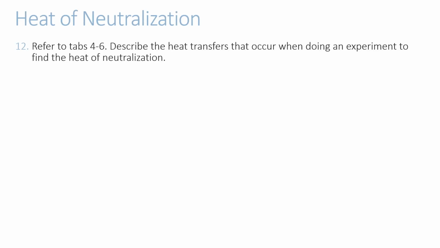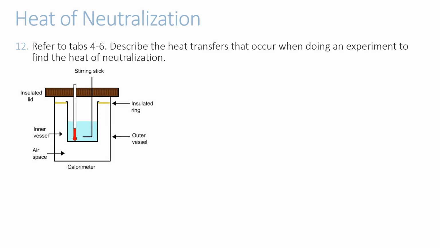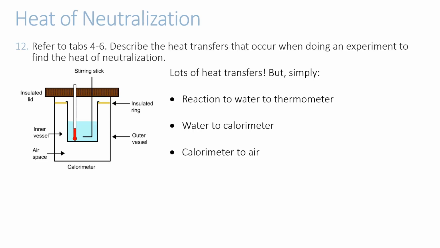Question 12 asks you to refer to several tabs and describe the heat transfers that occur when doing an experiment to find the heat of neutralization. So this is the calorimeter that was provided. And we can make lots of heat transfers here. We could say that heat is being transferred from the reaction to the water, to the inner vessel, to the airspace, to the outer vessel.